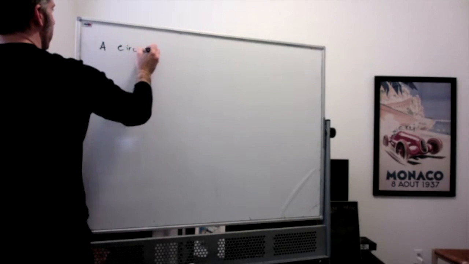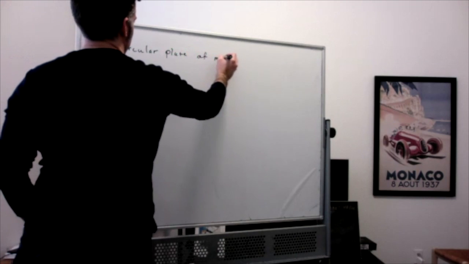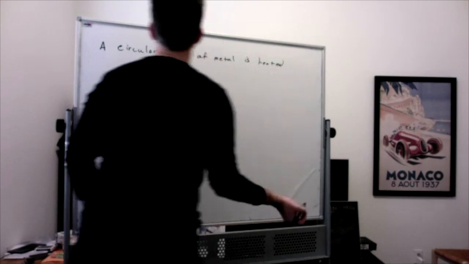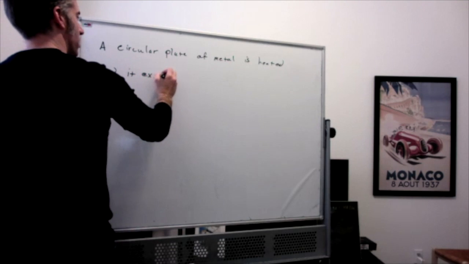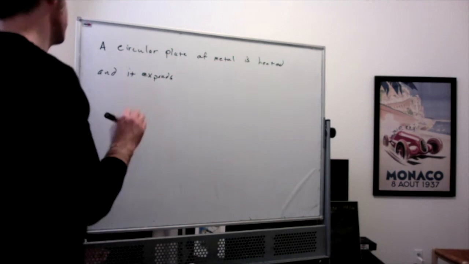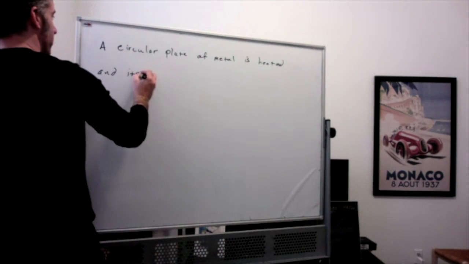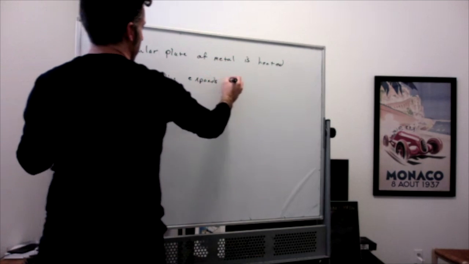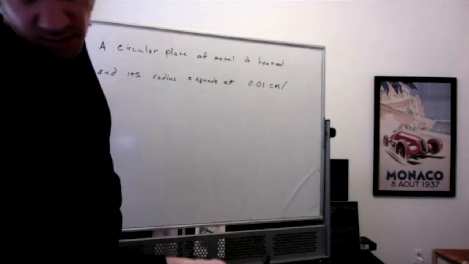A circular plate of metal is heated, and the heat causes it to expand. It actually causes its radius to expand at a rate of 0.01 centimeters per minute.